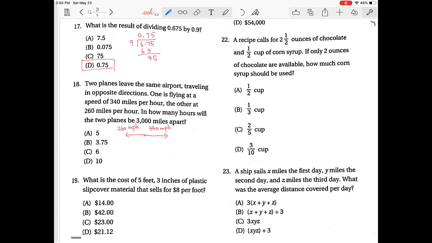So it's pretty obvious to see on this graph that in total, they travel 260 plus 340 miles per hour. That would be 600 miles per hour. In total, we want them to travel 3,000 miles. So the number of hours it would take would just be 3,000 divided by 600, which is equal to 5. And that is option alpha.